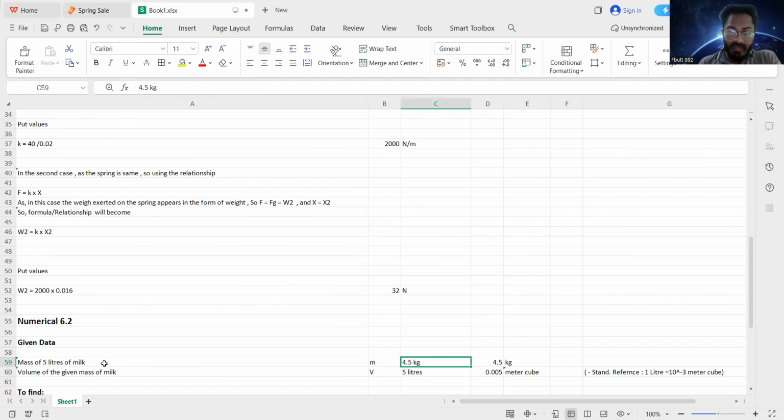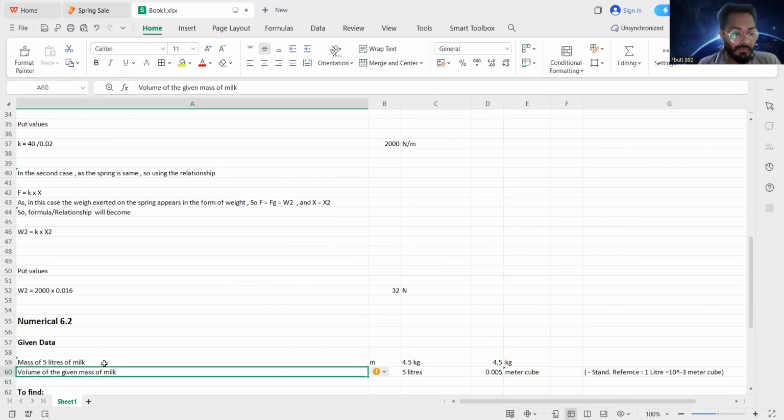And if the unit is not in SI, you have to convert the unit from any particular system, which is FPS or CGS, to the system which is SI, which is MKS. So that is the theoretical domain. These are the conventions, the rules to write the given data. So mass of 5 liters of milk is equal to small m, that is equal to 4.5 kilogram.